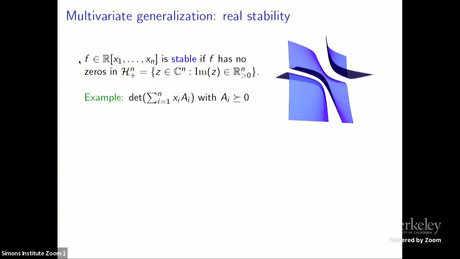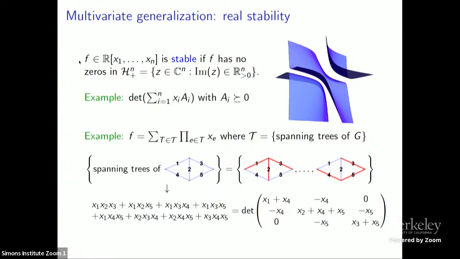One canonical example of this is taking a determinant of a linear matrix where the coefficients of the variables are positive semi-definite matrices. My running example for today is a special case of this, which is the generating polynomial for the spanning trees of a graph.